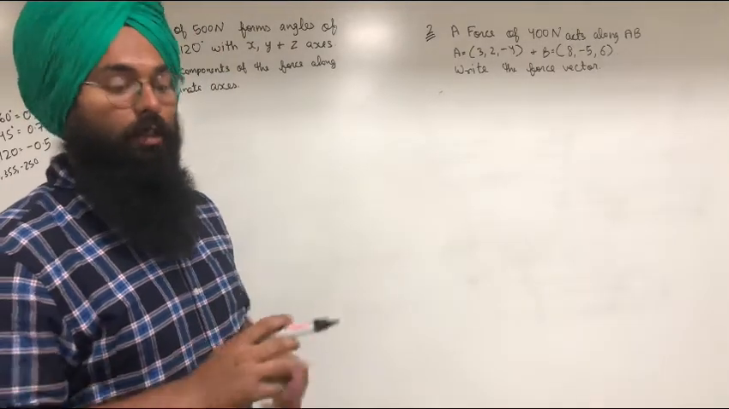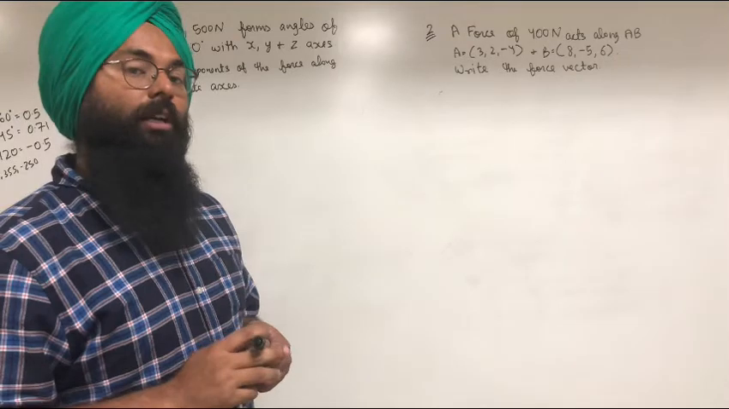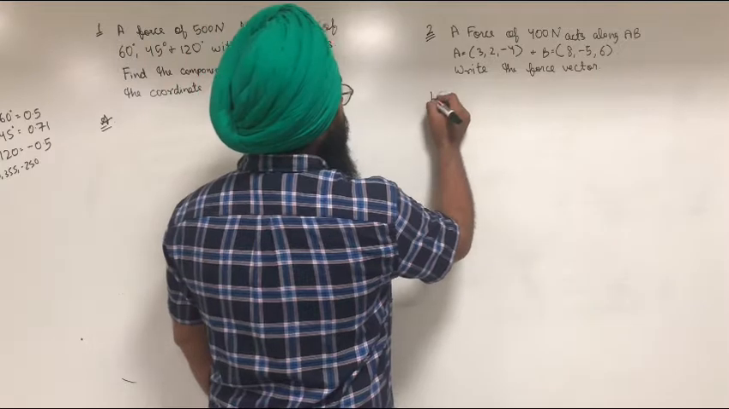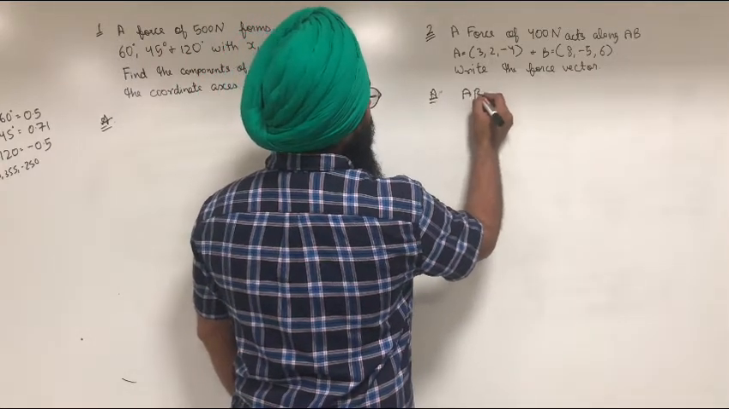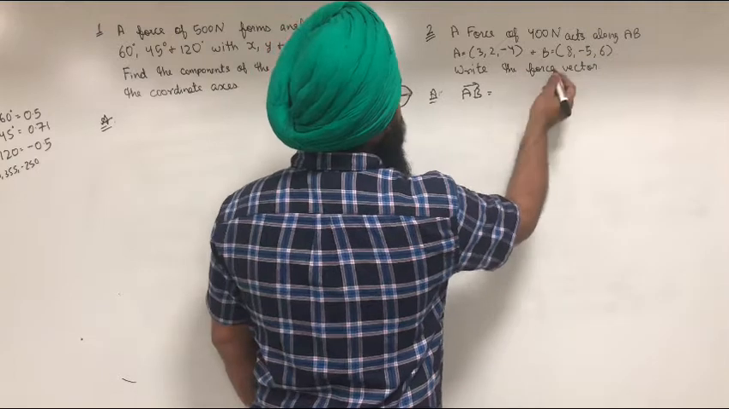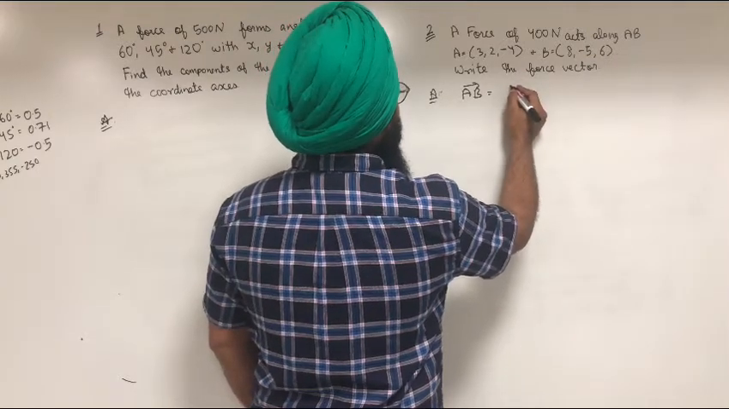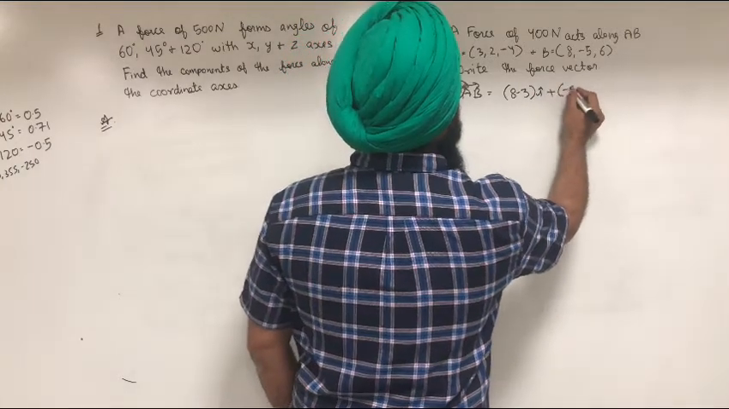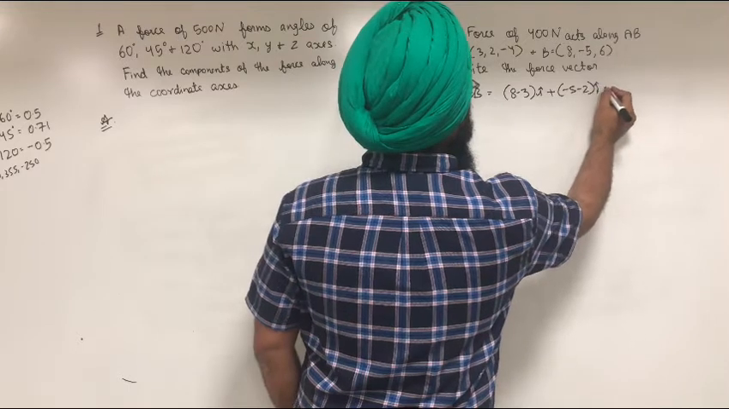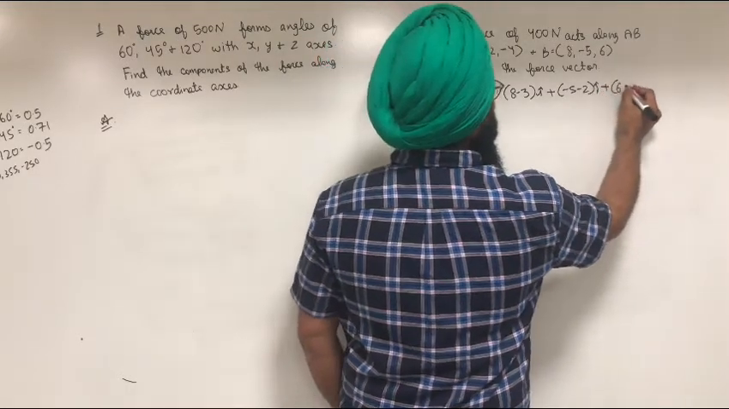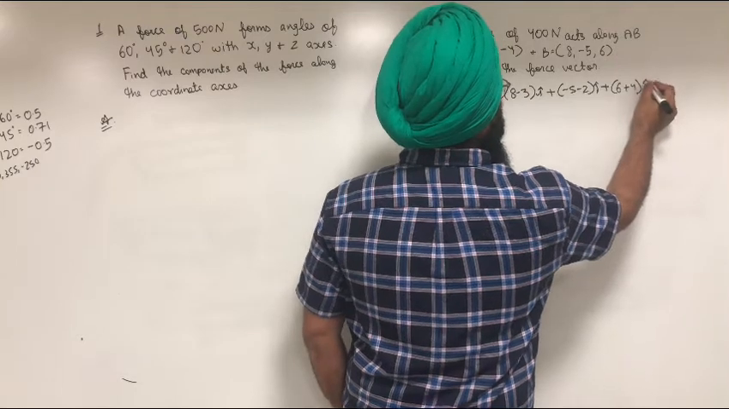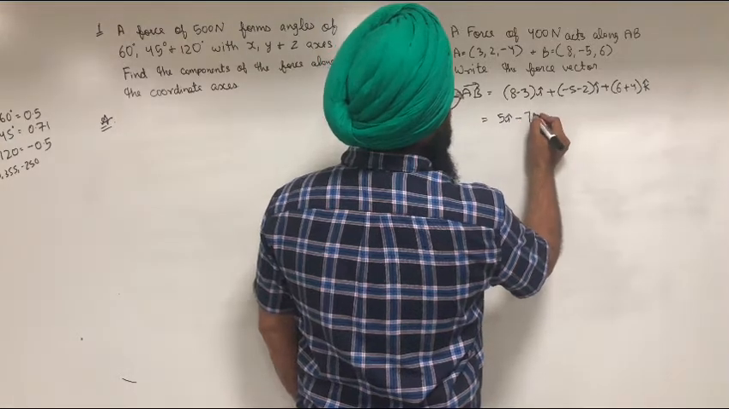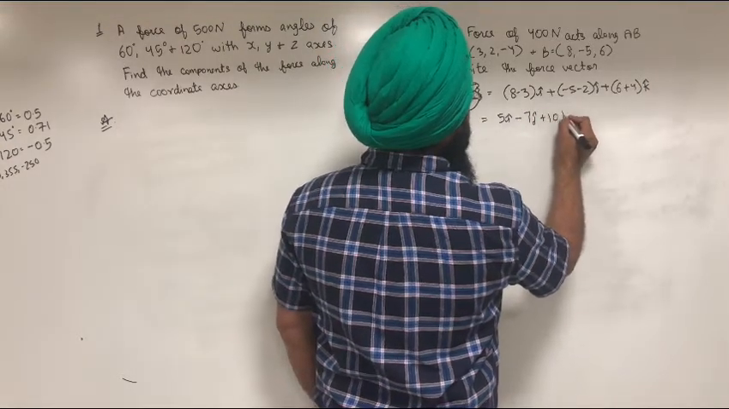So the method of finding force along AB is first we'll find the unit vector along AB and then multiply the force with the unit vector. So how do you find the unit vector? First of all we'll find the vector AB, that is the coordinate of B minus A. So (8 minus 3) i cap plus (minus 5 minus 2) j cap plus (6 plus 4) k cap. So 5i minus 7j plus 10k is the vector.